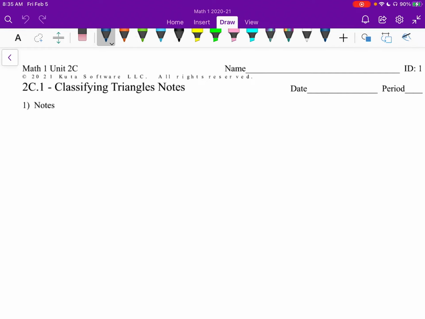All right, Unit 2C, Section 1, Classifying Triangles. So triangles can be classified by their sides and their angles, and that's what we're going to do here. We're going to talk about their angles and their sides.